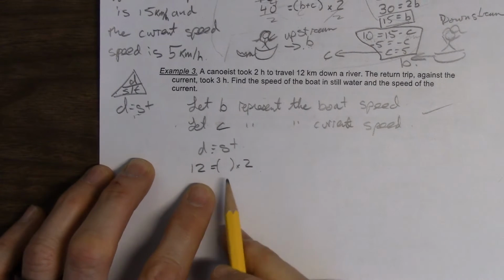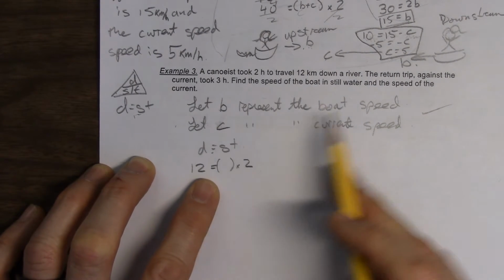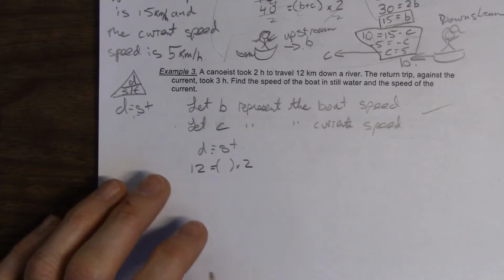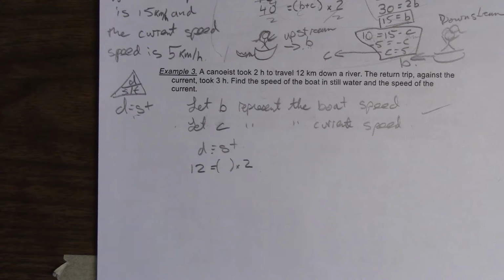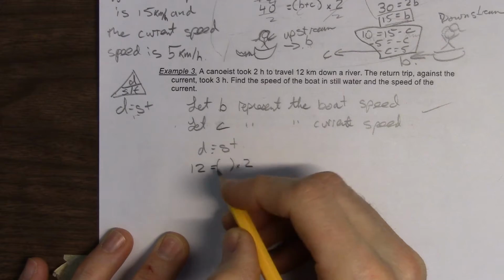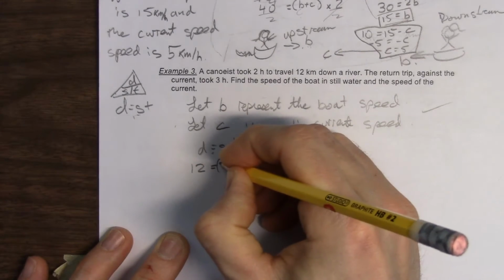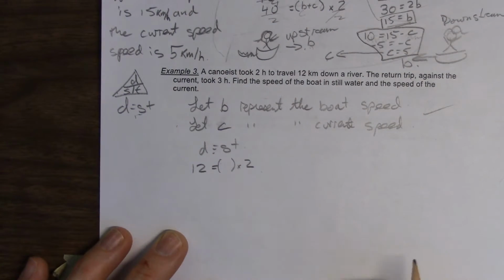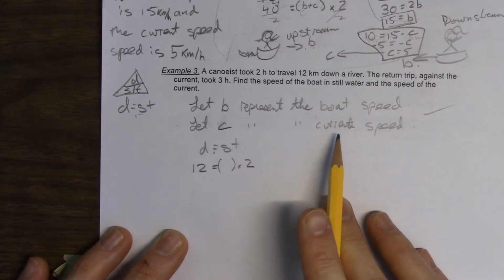So what is the speed of the canoe when you go down the river? Are we going to add these two speeds of the water and the boat, or are we going to subtract them when we're going downriver? Yeah, add. I have to add the speed of the boat and the speed of the current, right? So what would it be?